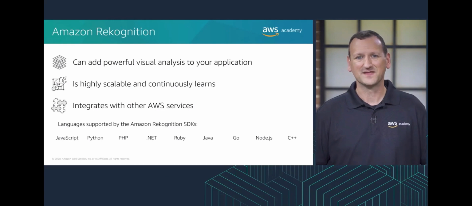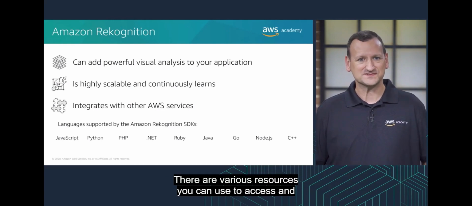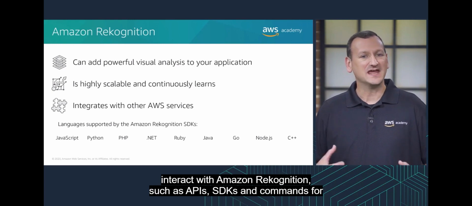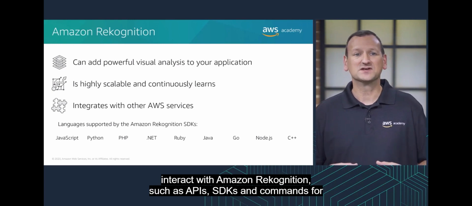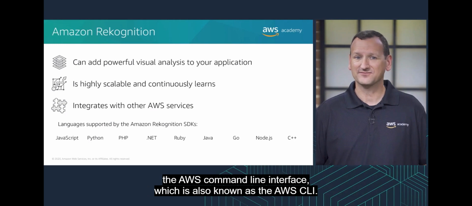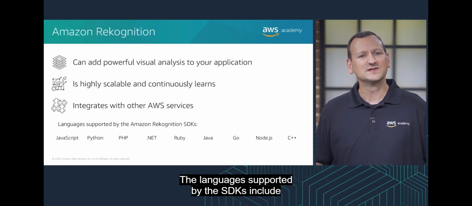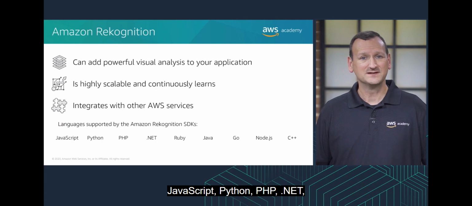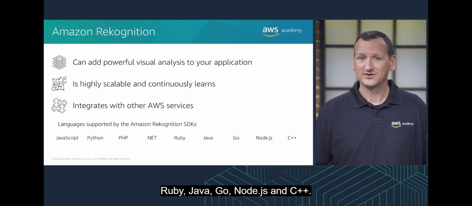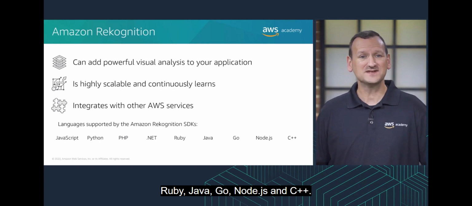There are various resources you can use to access and interact with Amazon Rekognition, such as APIs, SDKs, and commands for the AWS command line interface, which is also known as the AWS CLI. The languages supported by the SDKs include JavaScript, Python, PHP, .NET, Ruby, Java, Go, Node.js, and C++.